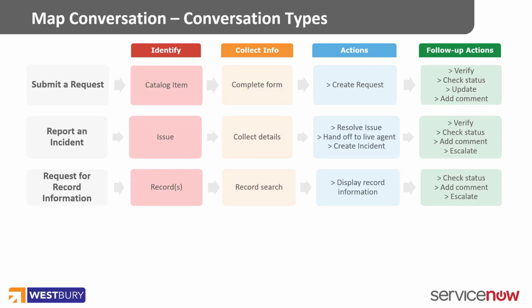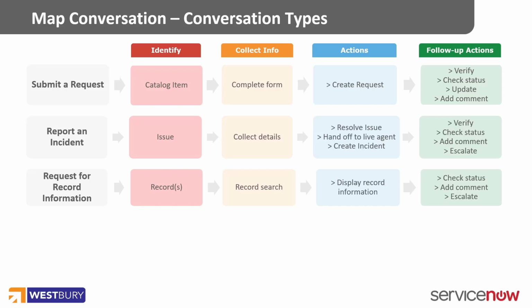Request for record information. First, use questions to identify the type of record the user wants to view. It can be an incident, request, or any other record requested by the user. Then, which records to search for. Provide the information, create actions using script responses to display the record information. Follow-up actions include checking the status of the records, adding comments, or escalating if appropriate.